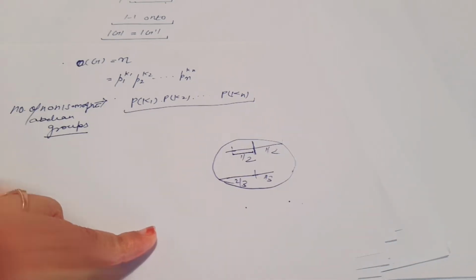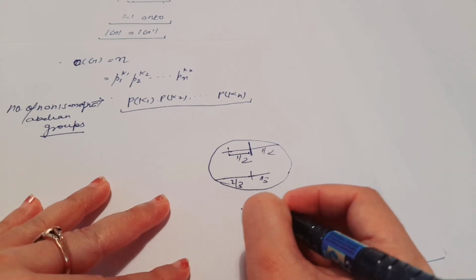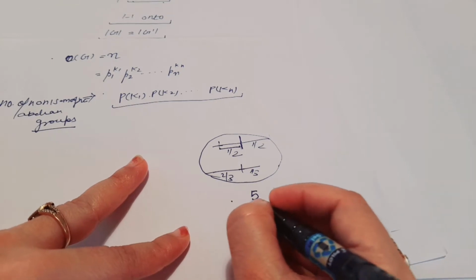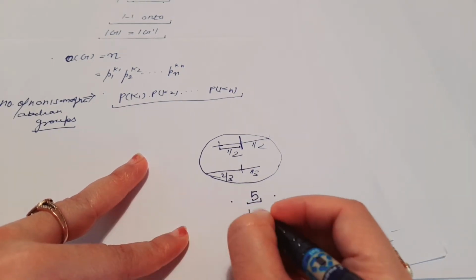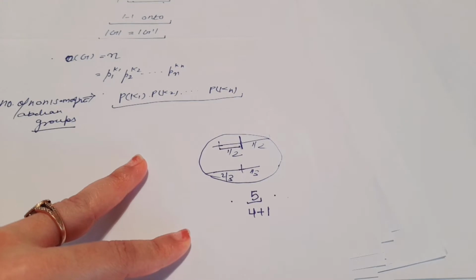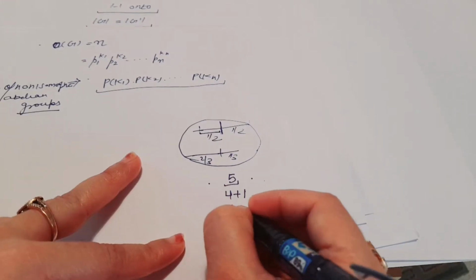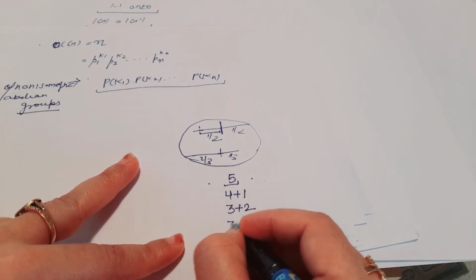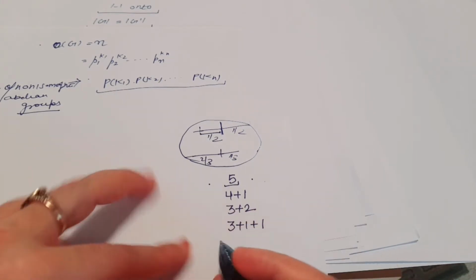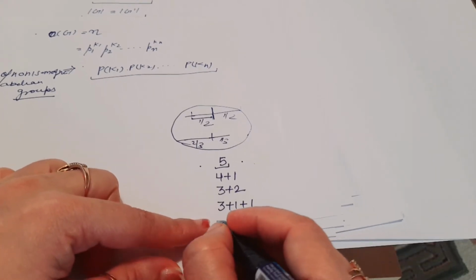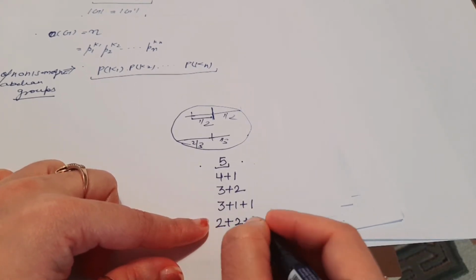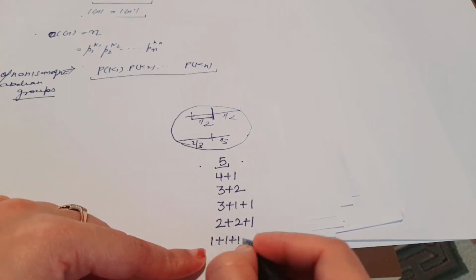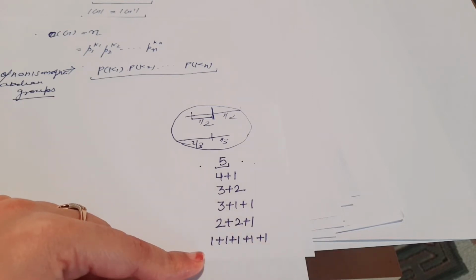What does that mean? Suppose we have the number 5. How can we partition 5? We can write it as the whole number 5 only, or as 4 plus 1, or as 3 plus 2, or as 3 plus 1 plus 1. What else can we do? We can do 2 plus 2 plus 1, or 1 plus 1 plus 1 plus 1 plus 1, we can do like this also.